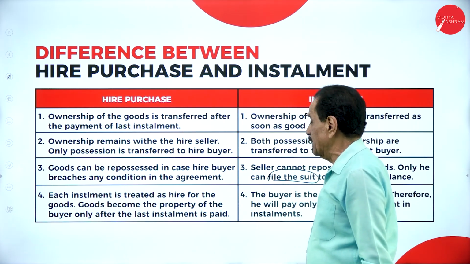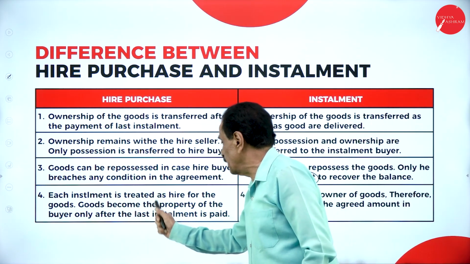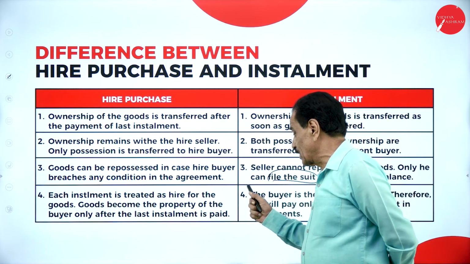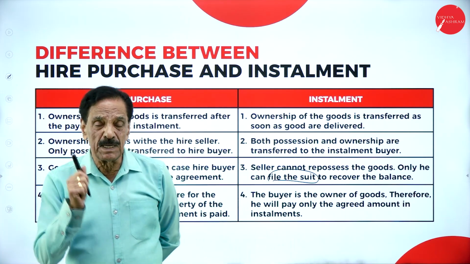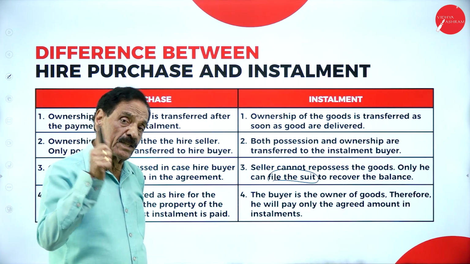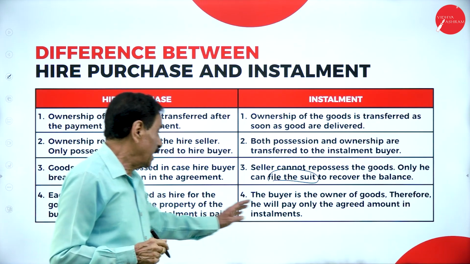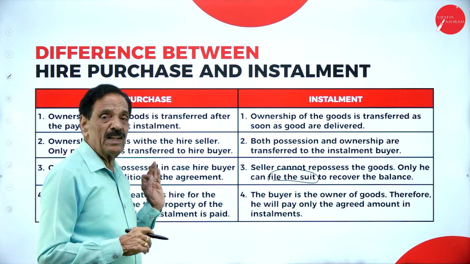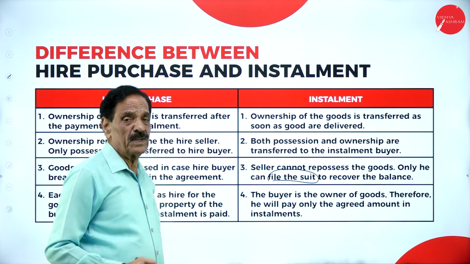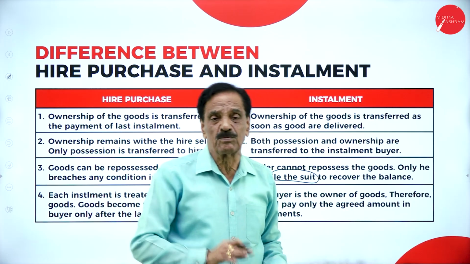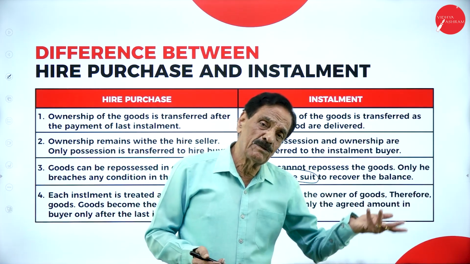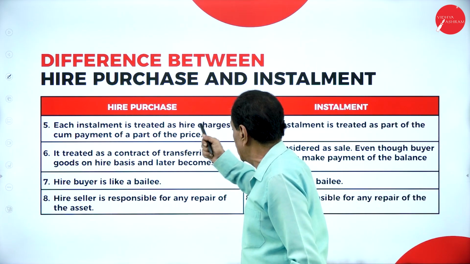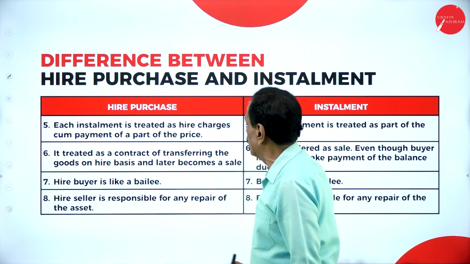Each installment is treated as hire for the goods. Goods become the property of the buyer only after the last installment is paid. The buyer becomes the owner only after the last installment is paid. Here, in installment purchase, the buyer is the owner of the goods, therefore he will pay only the agreed amount in installments. At the time of purchase itself, the legal ownership is transferred from seller to the buyer, and the balance will be paid in a number of installments. Each installment is treated as hire charges, as well as payment of a part of the price.